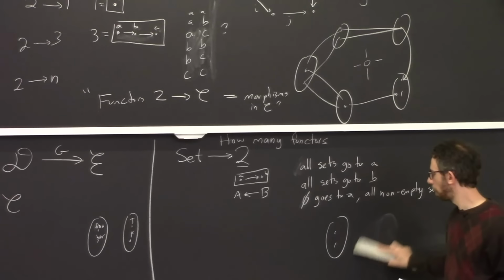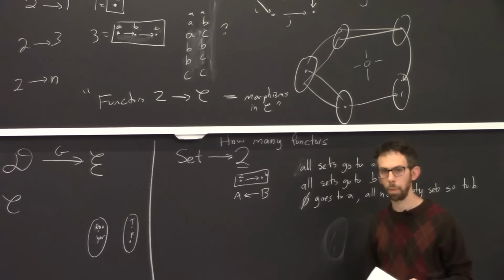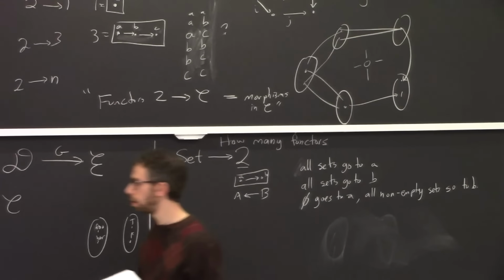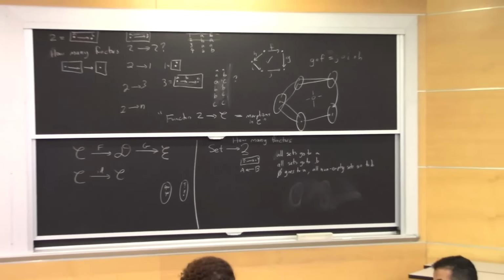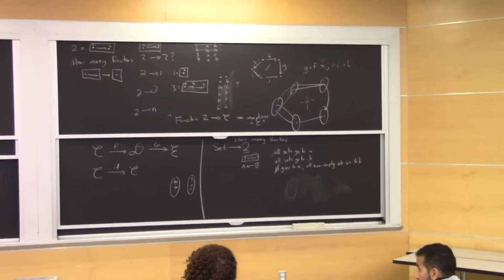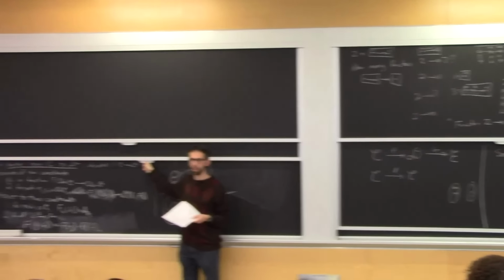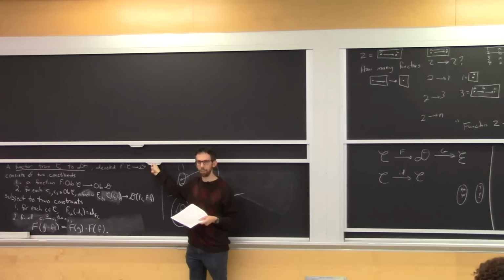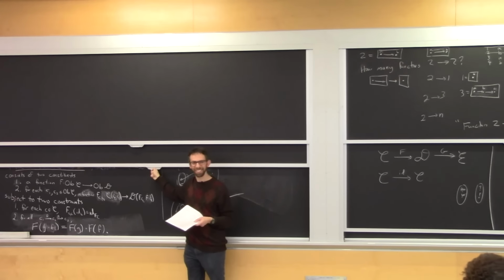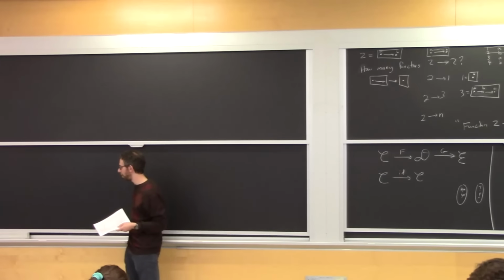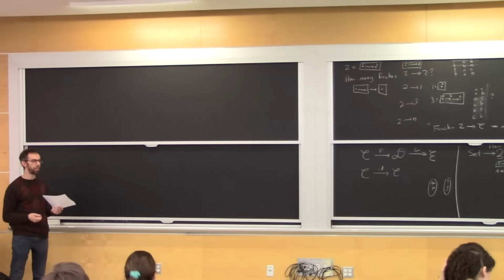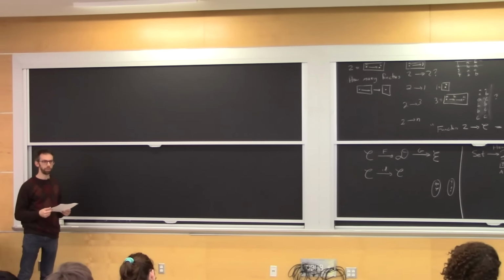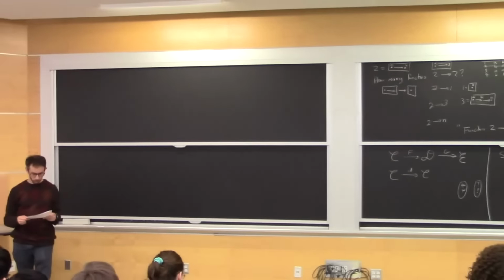Is there a special name for the category where the objects are sets and the morphisms are inclusions? Yes. It's called the category of sets and inclusions. And every category theorist would know what you meant if you said that. You could say sets and injections actually would be a better word. Other questions?